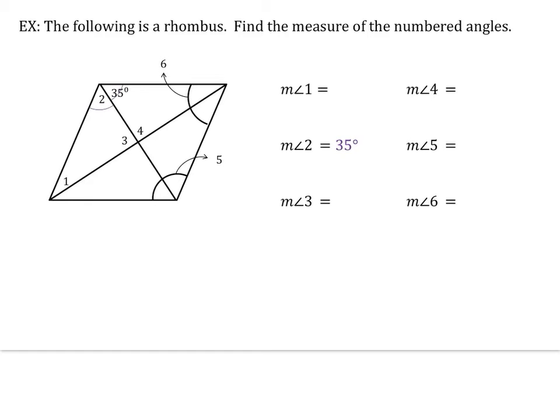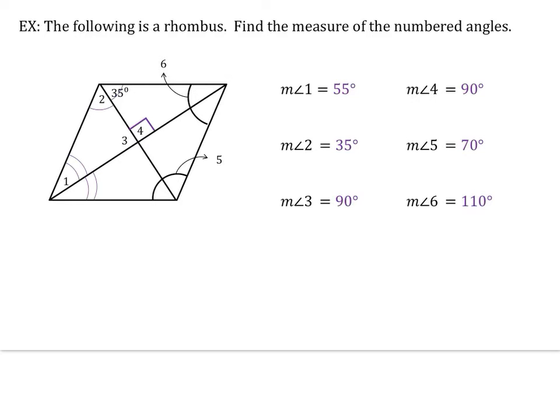Okay, we can first identify that angle 2 is 35 degrees because we know that diagonals bisect the angles. So if the diagonals bisect the angle and I'm given 35 degrees for one part of the angle, then that means the other angle is also 35 degrees. Next, I could look at the property that diagonals are perpendicular. So that means angles 3 and 4 there in the middle are going to each be 90 degrees.